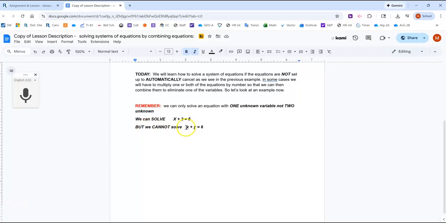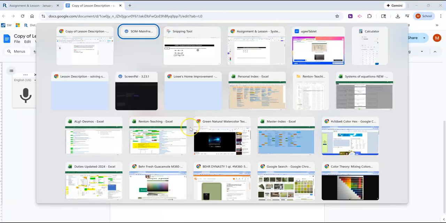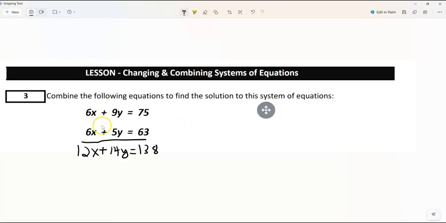But we cannot solve an equation like this because x could be 2 and y could be 4, or x could be 1 and y could be 5. There are many different possibilities, because we have only one equation with two unknowns. If we combine these two, that didn't help us because we still have x and we still have y. So that's a problem. Today I'm going to show you what we can do is change.